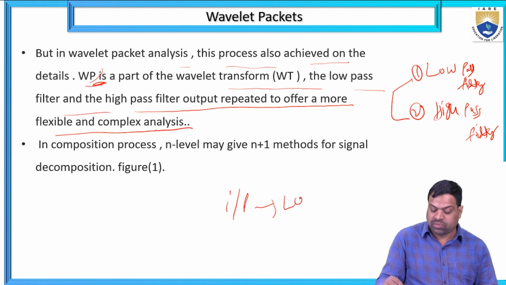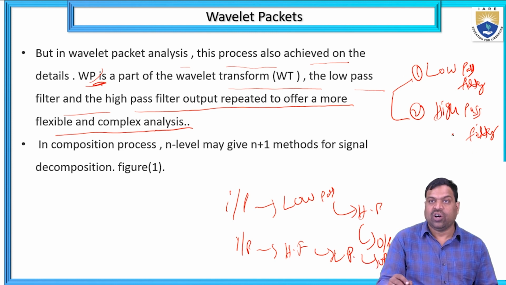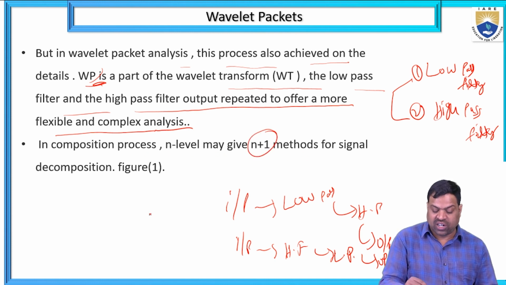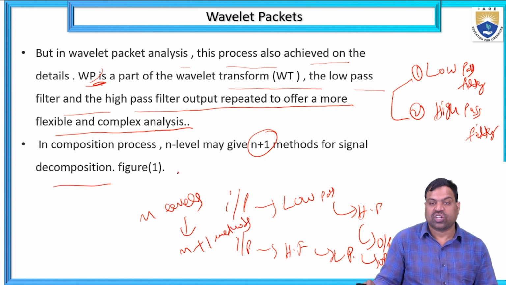From the input, suppose I'm taking the low pass filter, then I take the high pass filter, then it goes to the output stage. If I need a high pass, then I will take the low pass and take the output. So depending on your application of the image, you have to take low pass and high pass repeatedly for a more flexible and complex analysis. And the decomposition process for n levels may be given as n+1 methods. Already we know that n levels are converting to n+1 methods for signal decomposition of the figure.